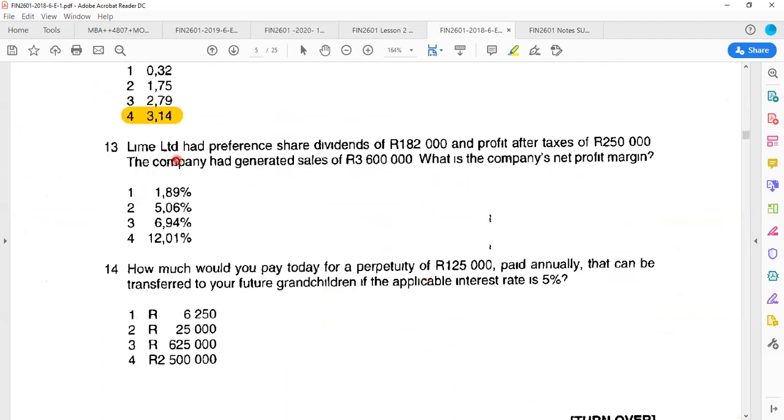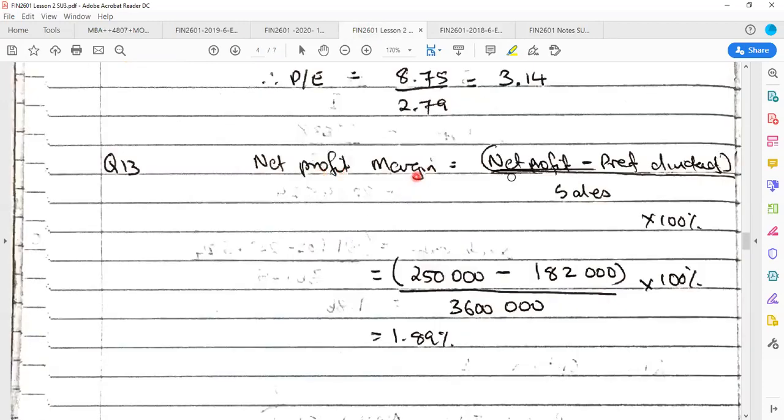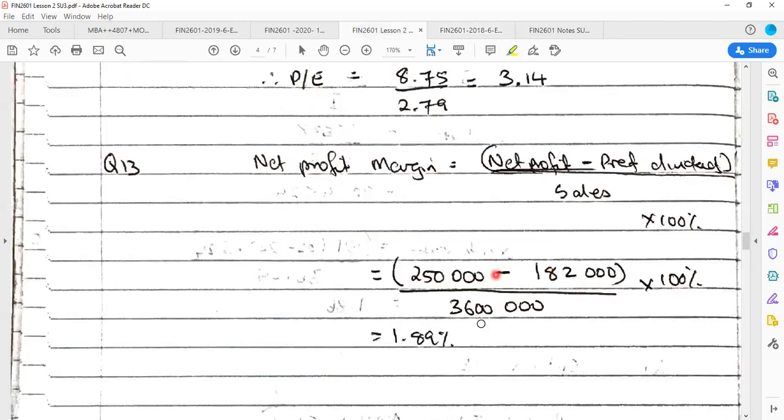And then lastly, Lime Limited had preference share dividends of 182,000 and profit after taxes of 250,000. The company generated sales of 3.6 million. What is the company's net profit margin? Again, the formula for the net profit margin is net profit minus preference share dividends over sales times 100%. You check to see if you've been given that information. All of it was given, so it's just a matter of substitution. And then we get our answer.